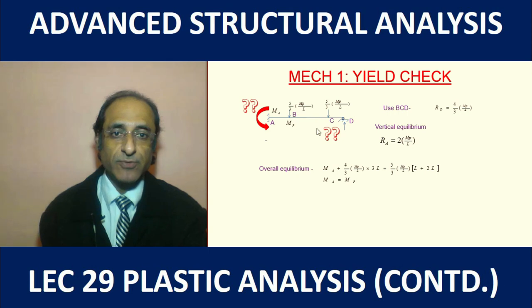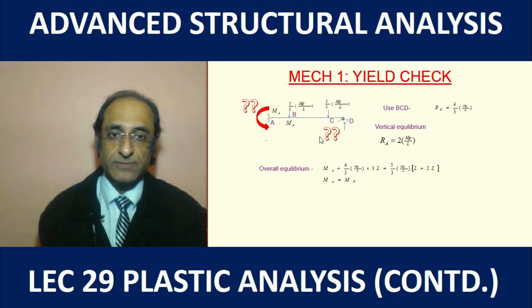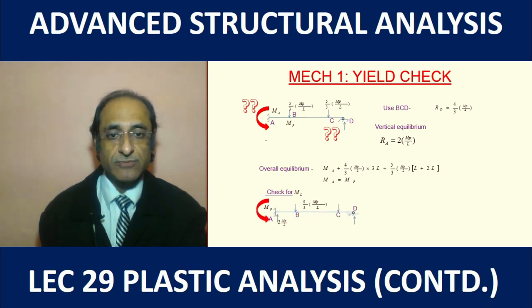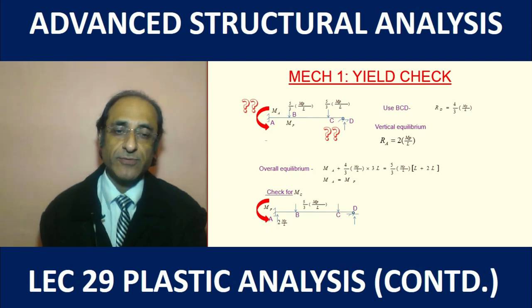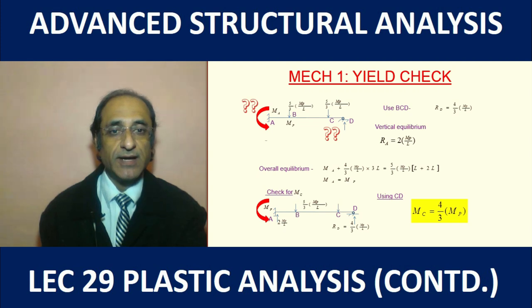Yes, we should check at point C also, though it looks very obvious that the moment at C would be less than MP. But there is no harm in checking, because sometimes we get surprises in the plastic analysis. So we make use of equilibrium, and from part A, B, C we can work out the internal bending moment at C, or alternately using part CD we can find the bending moment. To our surprise, the bending moment at C is coming out to be greater than MP.